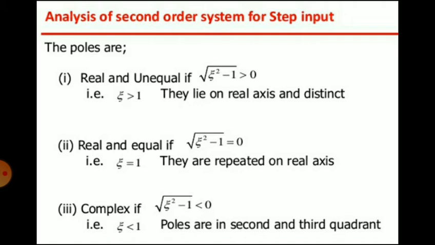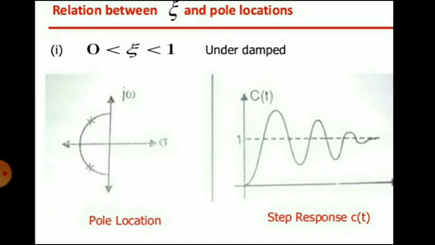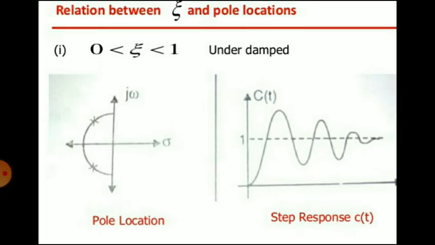And complex if under root zeta square minus 1 is less than 0, that is zeta is less than 1, poles are in second and third quadrant. Now we will see the effect of zeta on SOS, or the second order system performance.